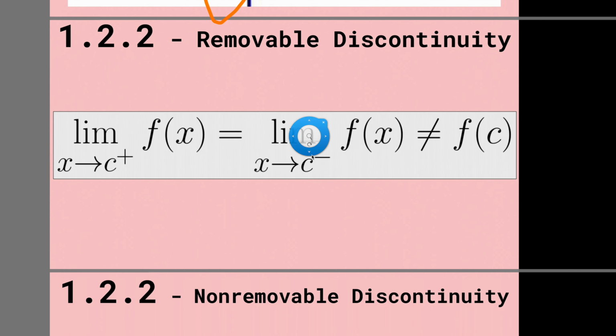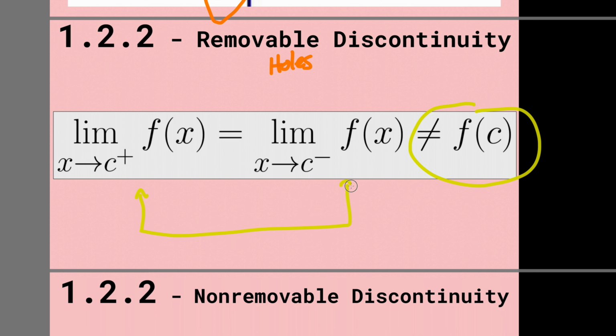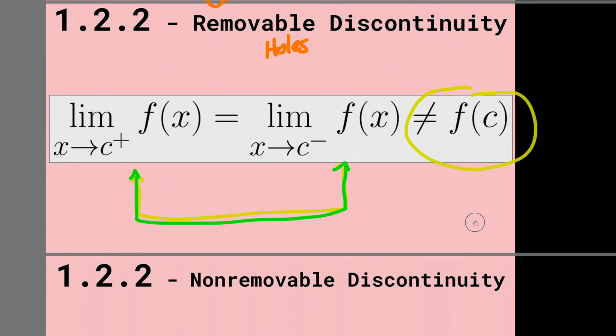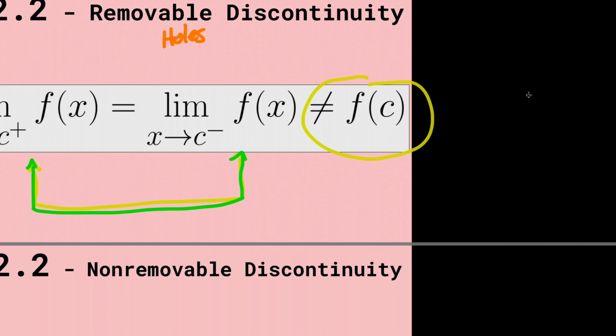Okay, removable discontinuity, we already talked about that. This is where it occurs at holes. But if you want to look at it in terms of limits, you can see, as long as it's not equal to it at that point, but the limits from both sides do agree. If the limits from both sides do agree, then that's removable discontinuity because it's a hole occurring. I already showed you an example. So if you want to rewind this video, you can see that again. Or I can just draw it real quick right here.